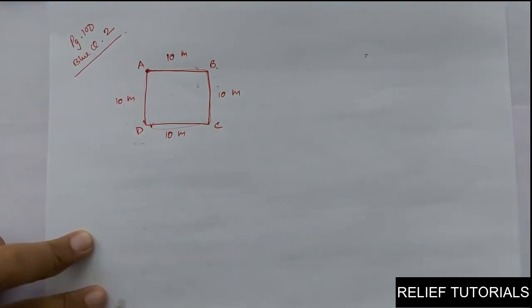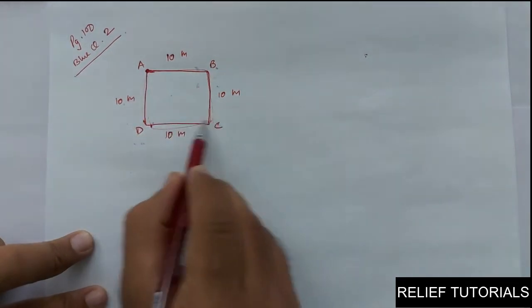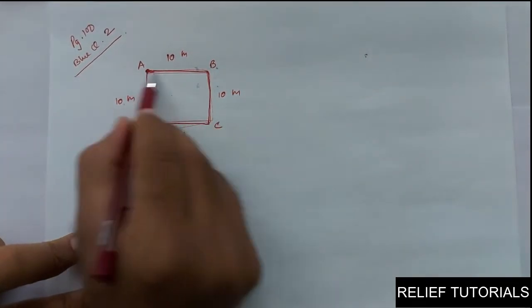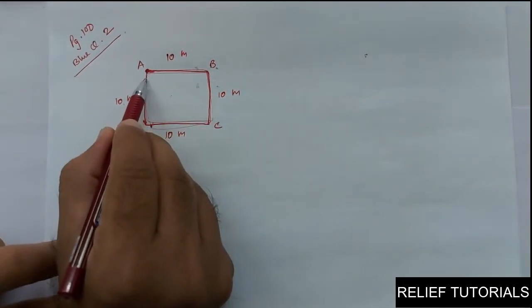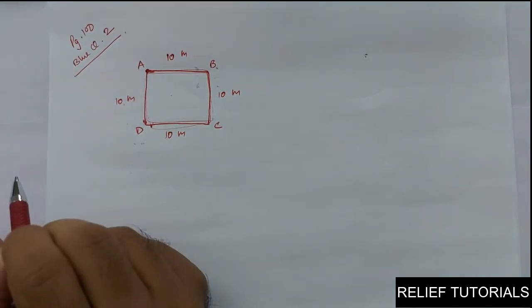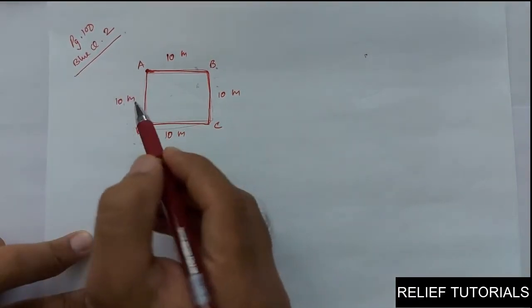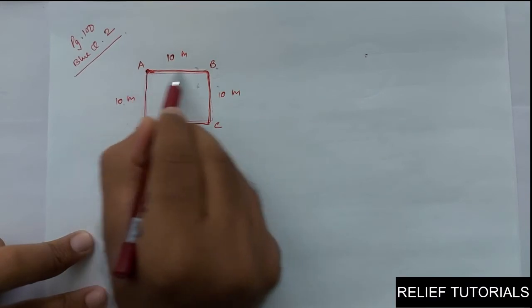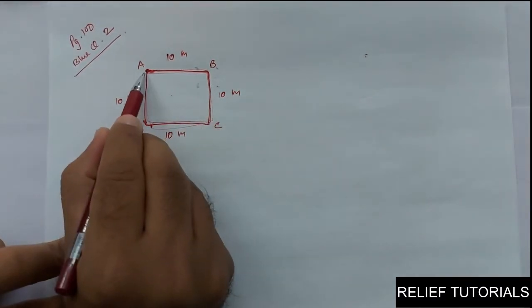It is given in your text: a farmer moves along the boundary of a square field of side 10 meter in 40 seconds. So he goes through the whole boundary in 40 seconds. One complete perimeter is traveled in 40 seconds. So indirectly, in 40 seconds, the farmer completes one perimeter.